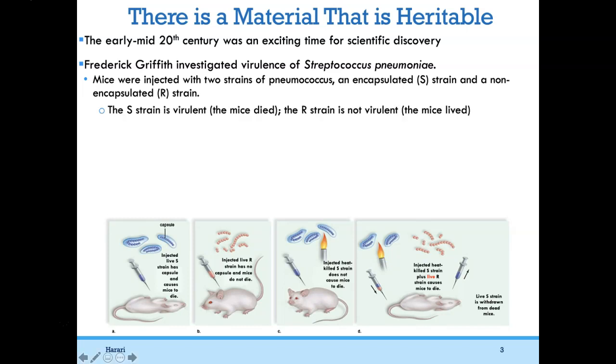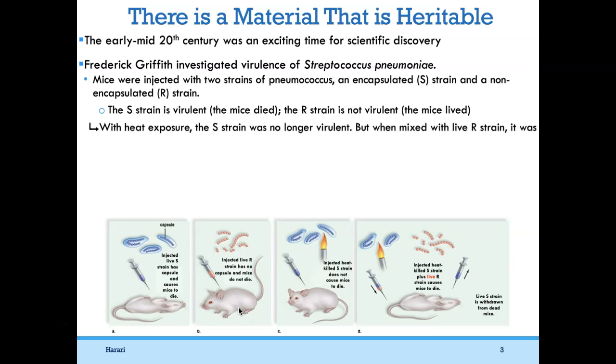And interestingly, only when he injected the live S strain, which had a capsule, the mice died. But when he injected the R strain with no capsule, the mice were perfectly fine. Okay, nothing that special so far. But what was interesting is that when he killed the S strain with heat, it was unable to kill the mice. Right? So the heat allowed this bacteria to die, so it wasn't infectious.